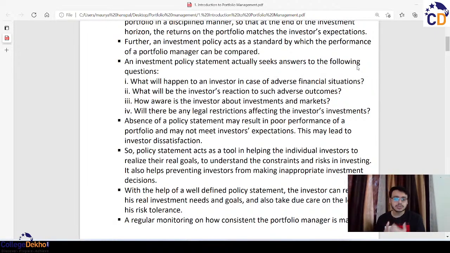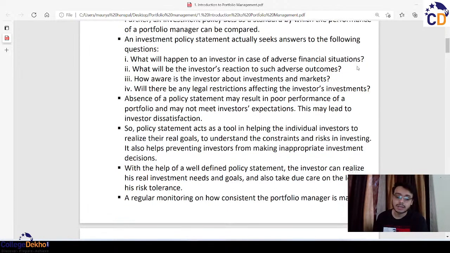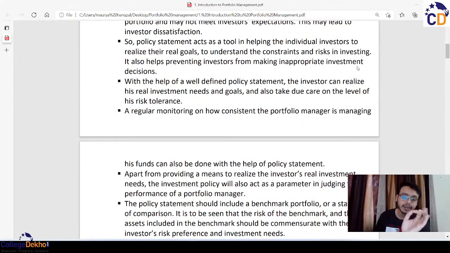On the other hand, you can be a person who combines both capital appreciation and growth with fixed income and capital preservation. In that scenario, you are a moderate investor. So with the help of a defined policy statement, the investor can realize his real investment needs and goals, and also take due care of the level of risk tolerance. Regular monitoring of how consistently the portfolio manager is managing the funds can also be done with the help of the policy statement. You can gauge the performance of a portfolio manager and how well he is working. Apart from providing a means to realize the investor's real investment needs, the investment policy also acts as a parameter in judging the performance of a portfolio manager.